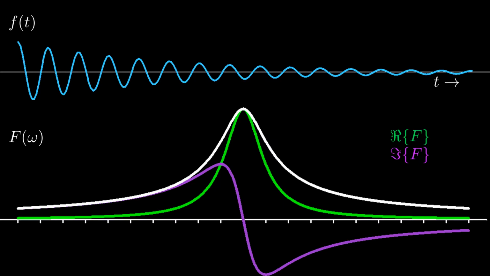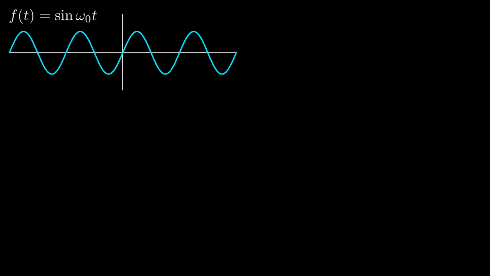At this point, you've got to be just dying to see the math connecting the decaying exponential f of t to this strange big F of omega plot I keep showing. If you saw the previous video, you already know the connection, but we'll get there in just a minute. Before we do that, let's test your intuition with a quick Fourier transform example.